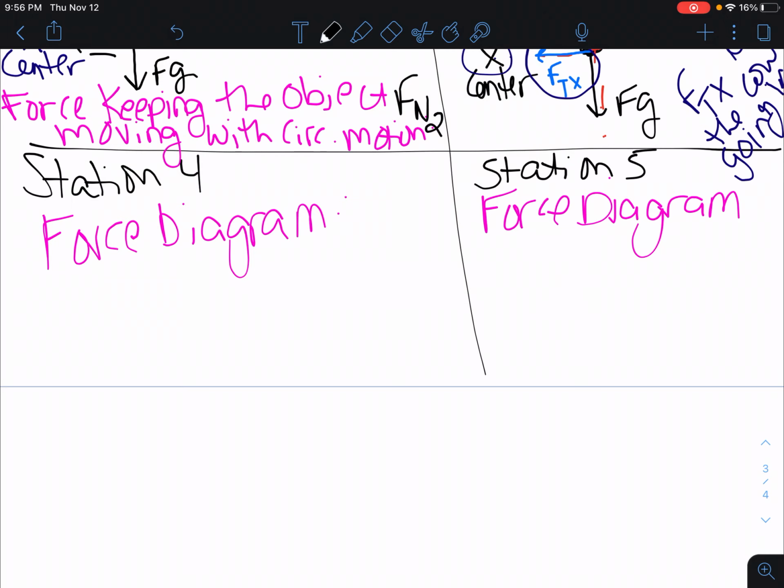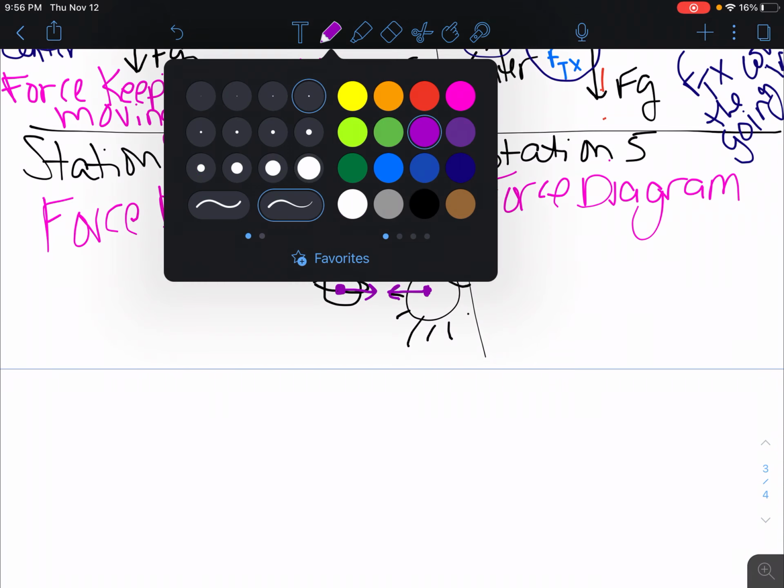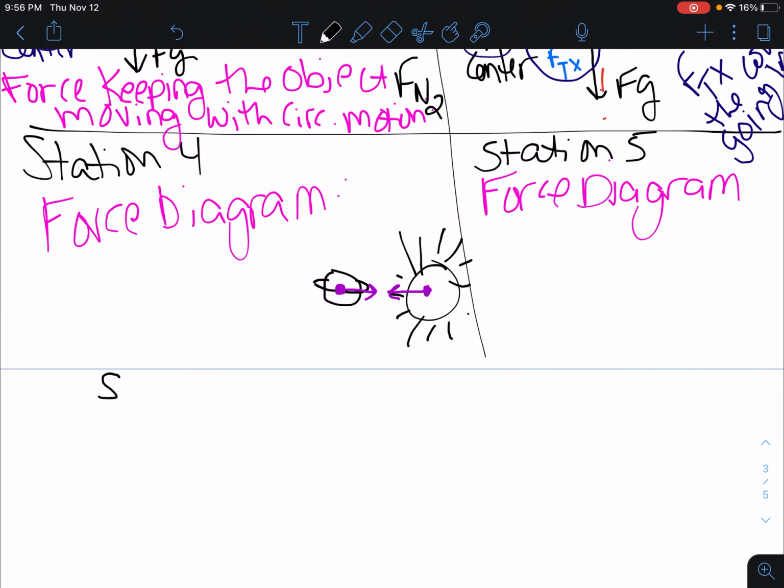All right, so my force diagram, I'm going to look at Saturn, okay? There's my Saturn with the rings. And here's my sun, okay? So we've talked about this gravitational force before. And the gravitational force is always from the center of one object to the center of the other object. So Saturn feels a pull from the sun, and the sun feels an equal pull back from Saturn. So my force diagram for Saturn, let's indicate we are doing this for Saturn, is one force, the gravitational force.